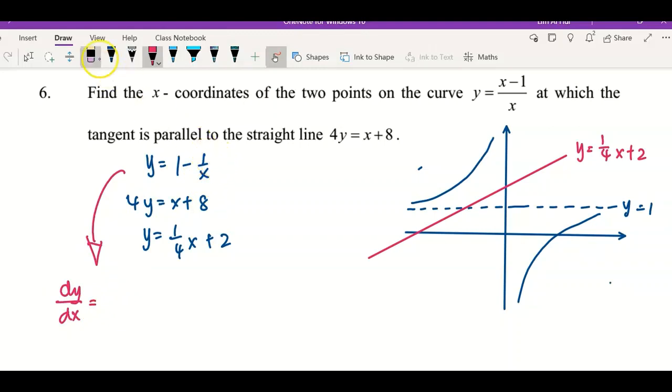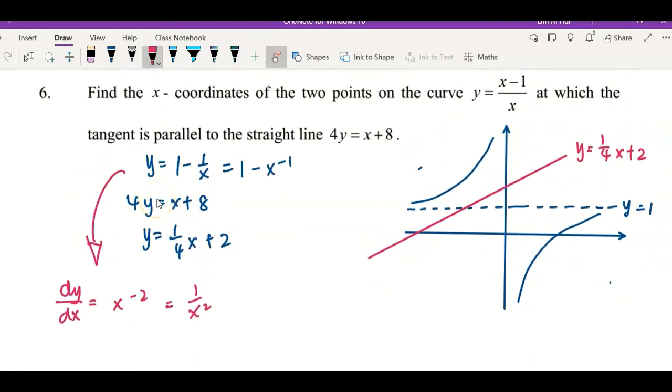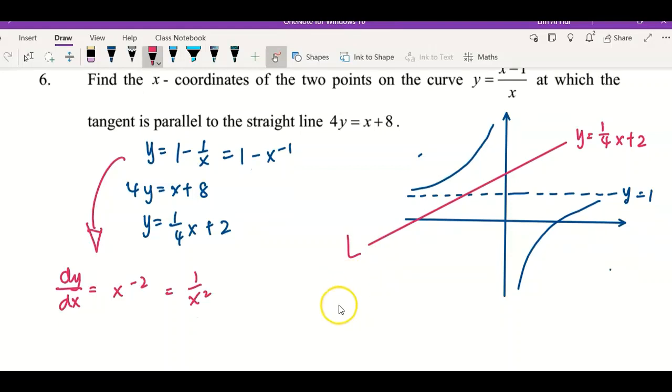You can change this into the form 1 minus x power of negative 1. Then you get your dy dx. Differentiate 1, you get 0. You get x power of negative 2, that will be 1 over x squared. As in the question, I will name this line as L, and the gradient of the tangent is T, representing the tangent.